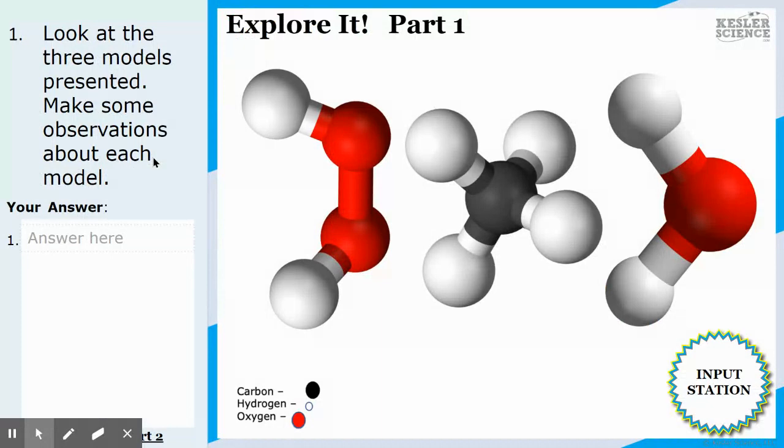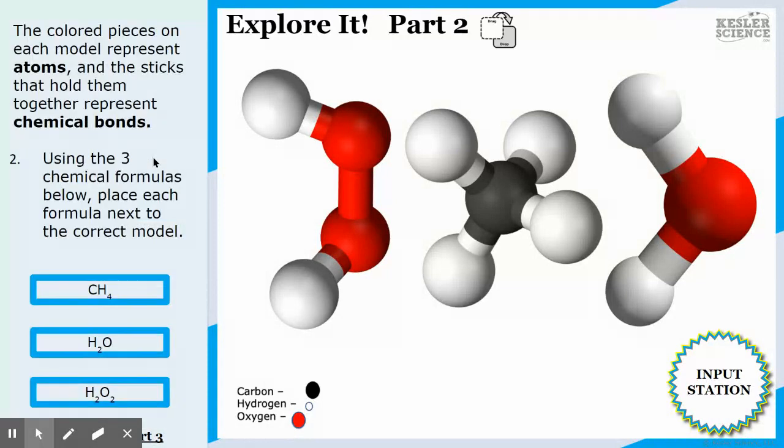For Explore It, you're going to look at these models. If you look at the bottom, it tells you what color each element is represented by, and you're going to make some observations about each model. There are 3 models, so you should have an observation about each one of them. Then here you're going to drag these labels over to go underneath the correct molecule.